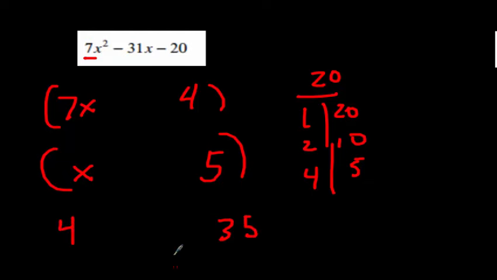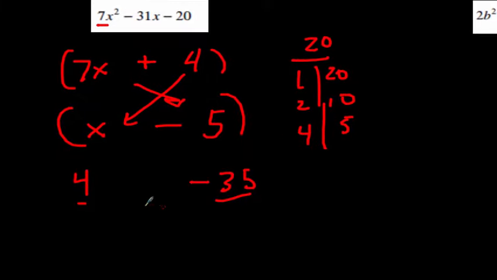And is there a way to make a negative 31? Absolutely, this has to be negative. So 7 times 5 has to be negative 5. So it has to be negative, and this has to be positive. And there is our answer: 7x plus 4 and x minus 5. Much, much, much faster, a lot easier. Remember, the only trick here is that you just have to cross multiply to give you the pieces at the bottom, and then make sure that they add or subtract to make the middle term.